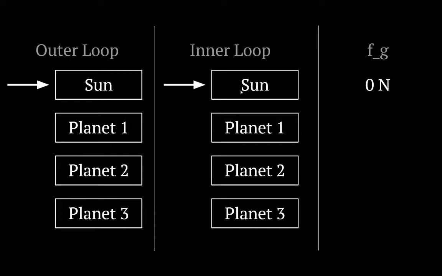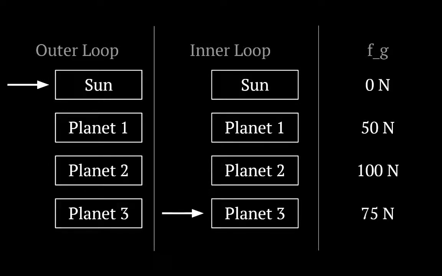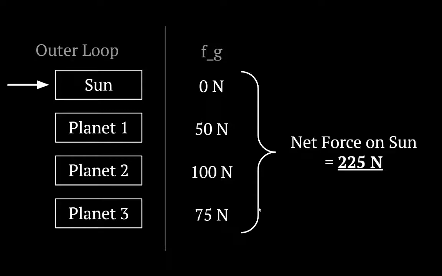Then, within the same outer loop, it's going to move to the next one in the inner loop. It's going to calculate the new force of gravity, and it's going to repeat that for each object inside the inner loop. At the end, we're going to end up with all these forces of gravity, and we're just going to add them all together, and that's going to give us the net force on the sun, which in this case, these are just random numbers, is 225 newtons. Of course, in real life, it's going to be a lot greater, but these are just sample numbers.